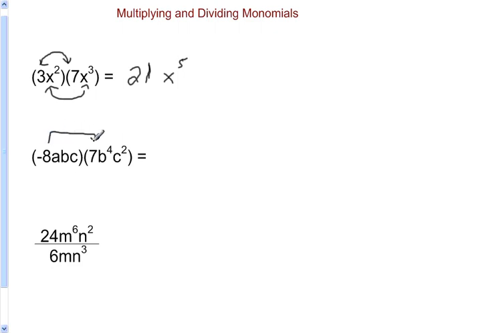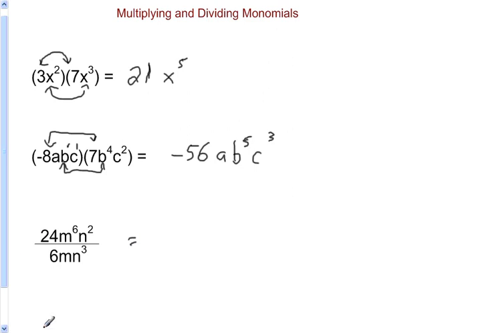Well, what if it gets a little more complicated? The rules don't change. We still start by multiplying the numbers. So the coefficients here are negative 8 and 7, so we're going to get negative 56. A, there's no other a's in there, so we can't add any exponents, so we just have a single a. We have a b here and a b to the 4 here. And remember, the exponent on b, if there's nothing, is a 1. When we combine those together, we get b to the 5th by adding exponents. And again, c has an exponent 1 times c squared is c cubed. That's how we would multiply monomials.